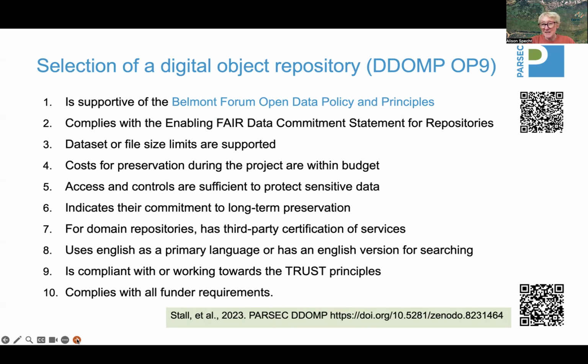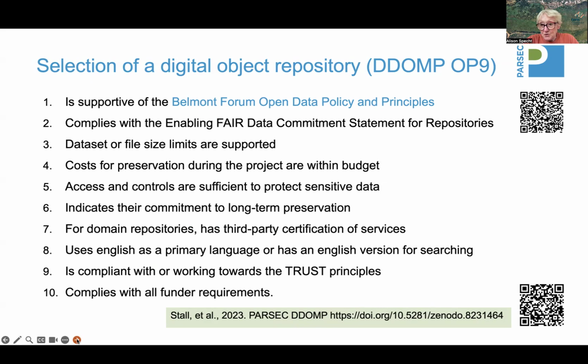Costs are within budget. That's why you've got to plan ahead. Now, you can't second guess everything by any means, but you might need, for particular sorts of repositories, to put aside some money to help organize files or to help get the material up. You are, of course, going to have an open access repository. That's very important. That repository has, and this will help you with selection of a repository, access and controls that are sufficient to protect sensitive data. The repository indicates their commitment to long-term preservation. They actually need to say that to get Core Trust Seal accreditation.